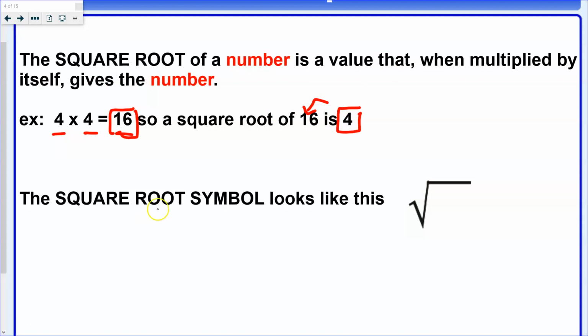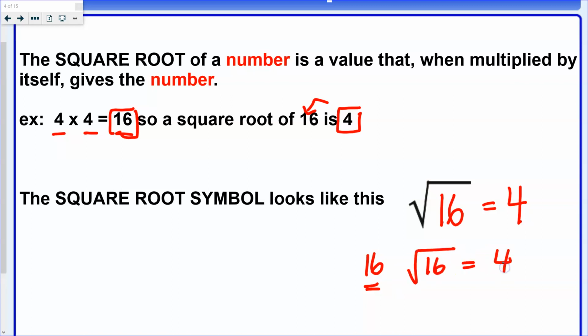So the square root symbol looks like this. 16 would be in here if we're saying find the square root of 16. And here's our number value, 4. All right, so now I know 16 is a square number. We know the square root of 16 is 4 because it's a number times itself.